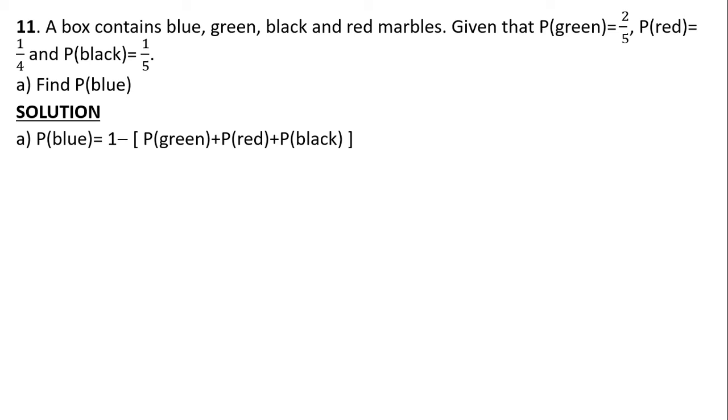Now, when you're looking at probability, the probability of picking blue, green, black, and red marbles, when you add the probabilities, they are supposed to give us a 1. So since we don't know what the probability of blue is, you are supposed to say 1 minus the probability of green plus the probability of red plus the probability of black. Let's add. So we are saying probability of green is 2 over 5, probability of red is 1 over 4, probability of black is 1 over 5.